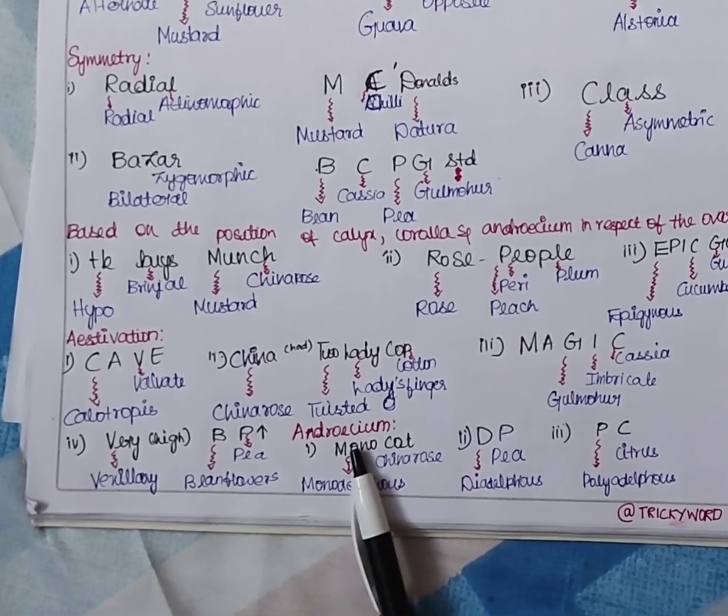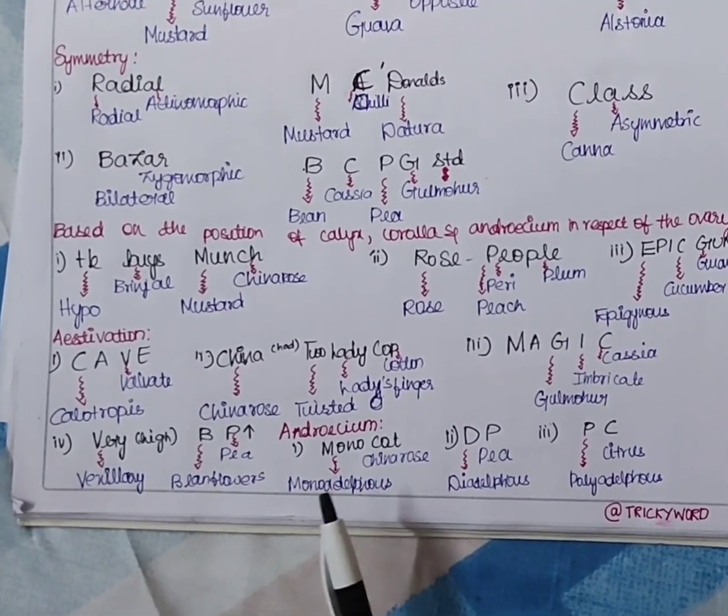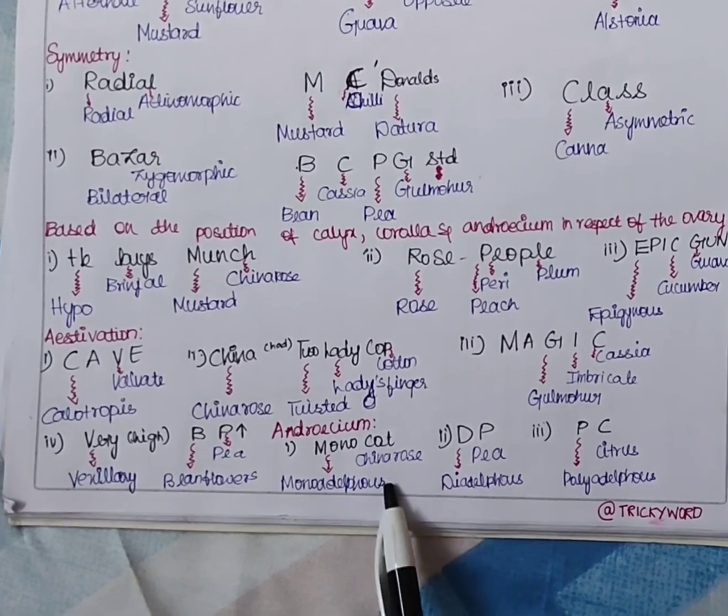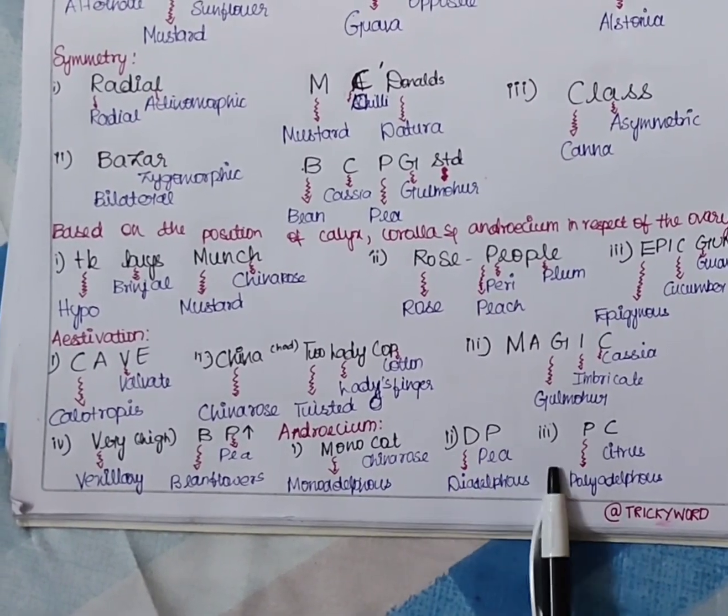Now at last we will talk about the androecium. The first example will be monocot. So monadelphous androecium is shown in China rose. So monocot. Next one will be DP, the famous thing in WhatsApp.